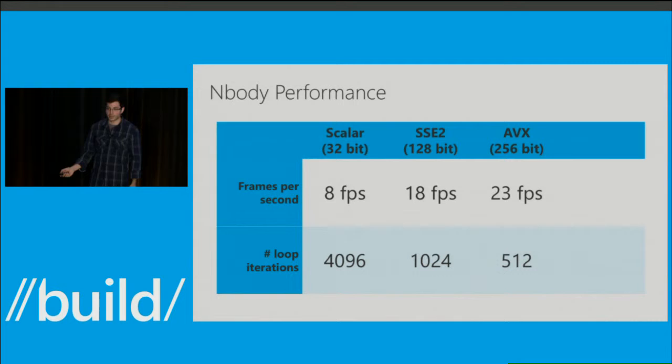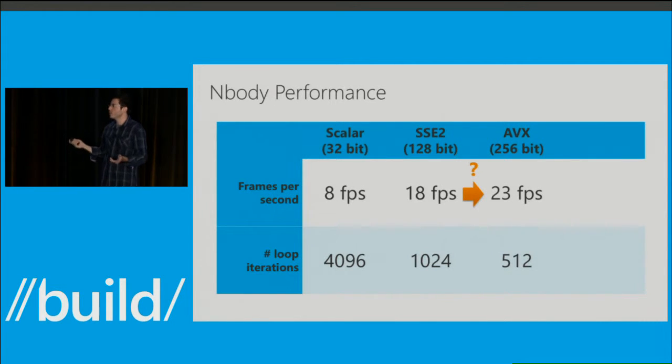which is 256 bits. And I compiled the code targeting 256 bits, where we do 8 iterations of the loop at a time. And the frame rate does go up, which is nice, but it doesn't go up very much. We're executing 1/2 the number of iterations as we did in the 128-bit case. What the hell's going on right here? This sucks.